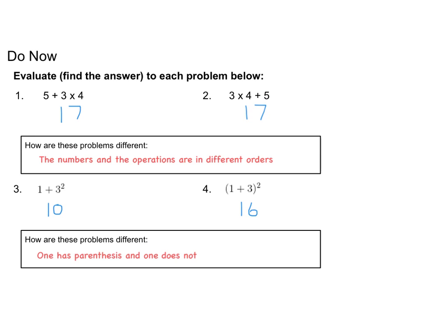For 3 and 4, again, these problems look kind of similar, but they're different. And again, there's a specific order in which we do problems, and you always do exponents first. And again, we're going to talk about this in a little bit. So this is going to be 1 plus 9 to give you 10. And in here, we always do the parentheses first. So we have to add the 1 plus the 3, which is 4, and then square that to get us 16. So the parentheses make a big difference between these two problems and how you evaluate them. And this order is what we're going to learn about today. So go ahead and turn to the next page.